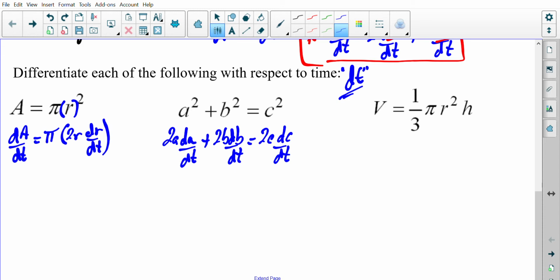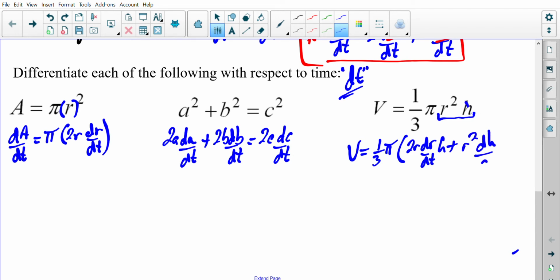Now this one you have to be careful because you have r squared h multiplied together, which means when we take the derivative we would have to use the product rule. So volume equals, again you can just leave any constants out front. Now you take the derivative of the variable part, which I have here, so it's derivative of the first, 2r dr over dt. So derivative of the first, multiply that by the second, plus the first. Now I need the derivative of the variable h with respect to the variable t. That would be dh over dt.